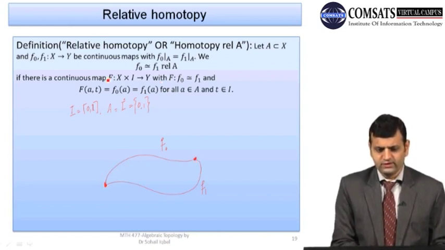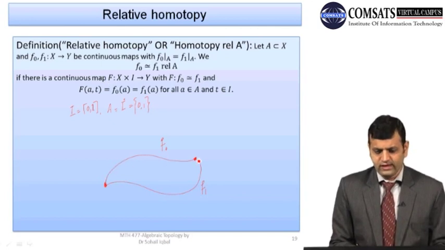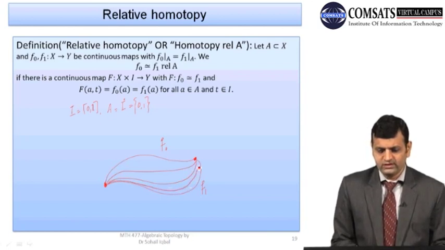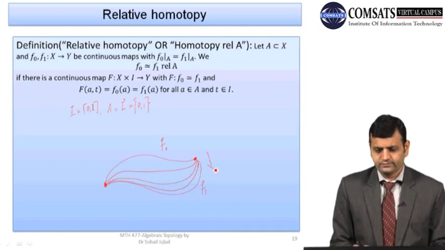So let's see first what is homotopy, and then we will see what is relative homotopy. Homotopy means I will start from this f0 and I will continuously deform it into f1. So there is a continuous change that will take f0 to f1.